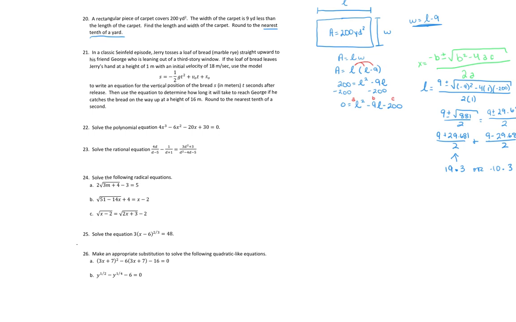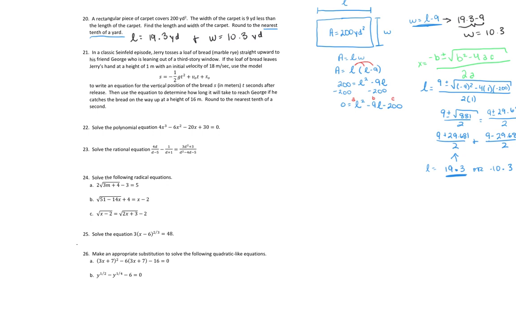If you are talking in terms of lengths, widths, or times, you typically want to go for the positive answer. So in this case, we have 19.3. And what does that mean, going back to our problem? It is our length. So we know our length of this carpet is equal to 19.3 yards. And if we remember, our width is equal to our length minus 9. So that means our width is 10.3 yards.